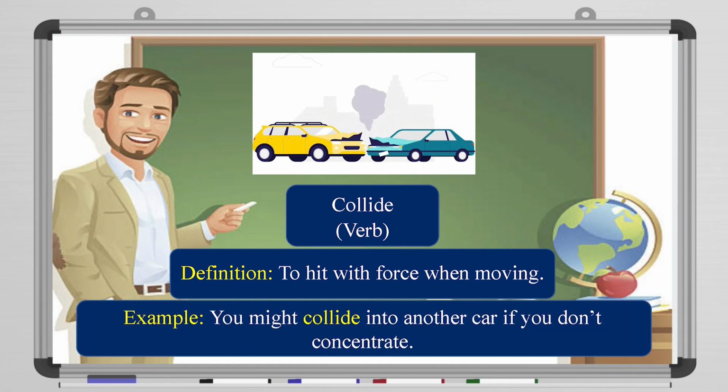So for example, you might collide into another car if you don't concentrate. Or maybe you can collide and hit a tree. So not just another car, but it depends on what you are doing or where you are hitting, okay? So collide means to hit another car if you don't concentrate.